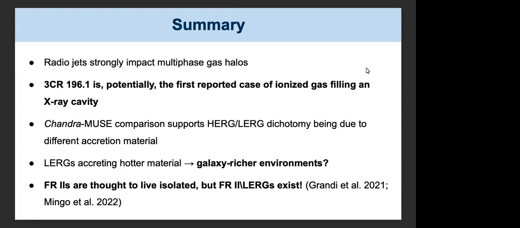Now, our Chandra-MUSE comparison, although preliminary, actually supports the Herc-Gallardo dichotomy being due to different accretion fuel and also to different environments. However, this still raises the question of the FR2 layered sources, since if FR2 sources have these radio morphologies because they're isolated, that doesn't quite match the low accretion rates. So there's still quite a bit of a problem in the radio source environment topic. So I'll leave it here.